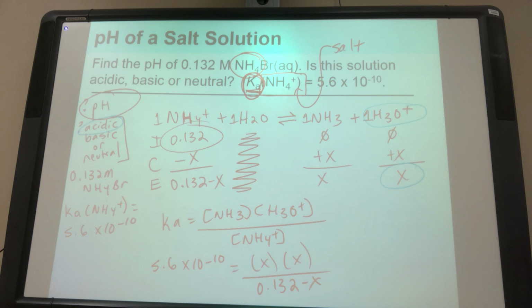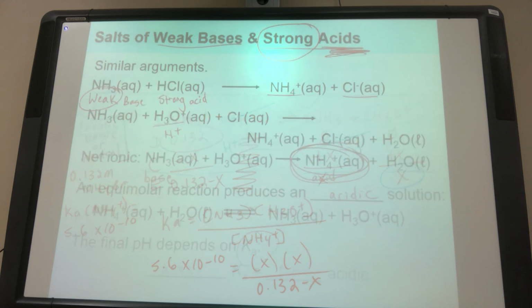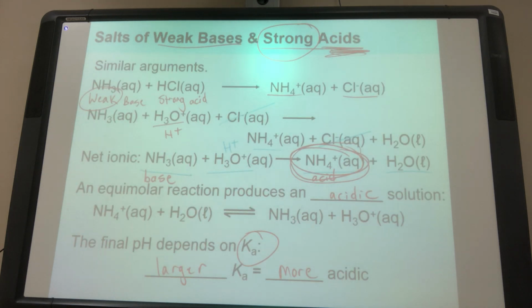Okay? So this one's very similar to the flip. So this one was weak base, strong acid, very similar to the one we did last lecture. That was strong base, weak acid. All right? So now we've done both combinations of strong, weak. Now we need to do weak, weak. So the next lecture we're going to talk about weak, weak.